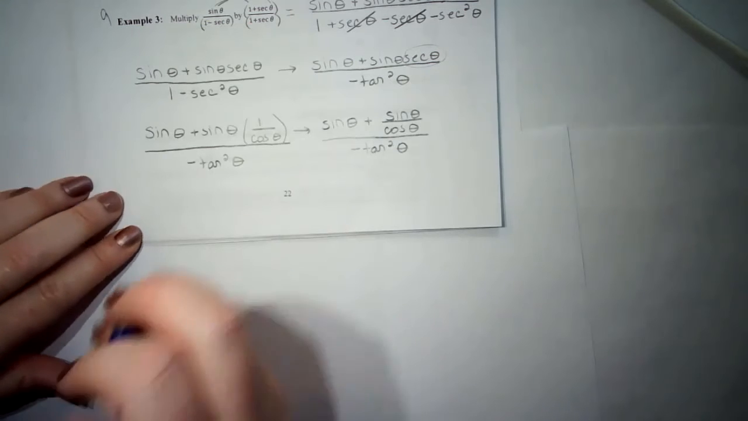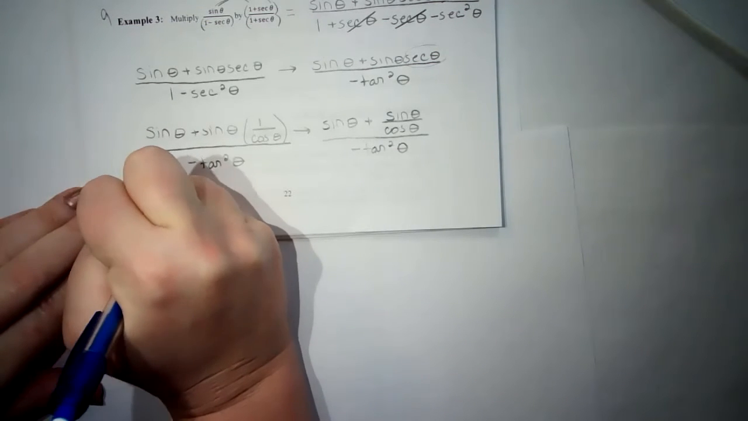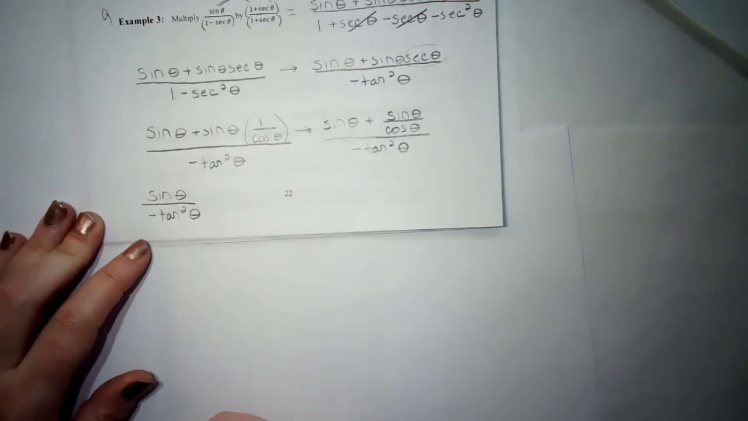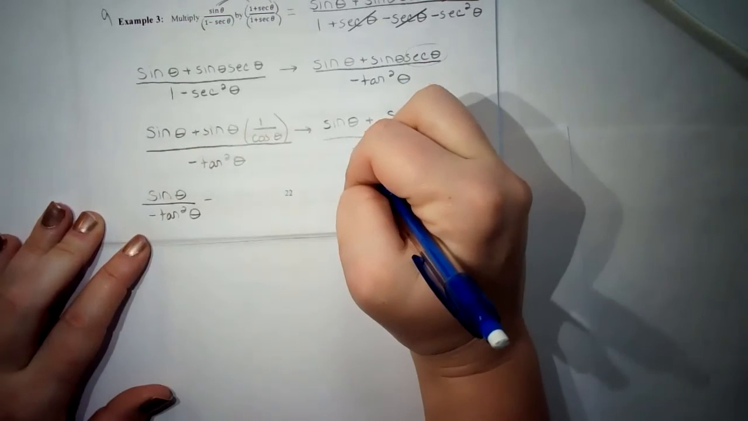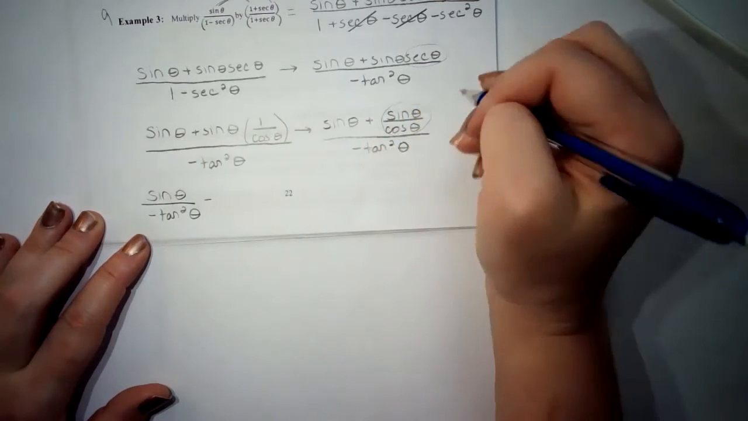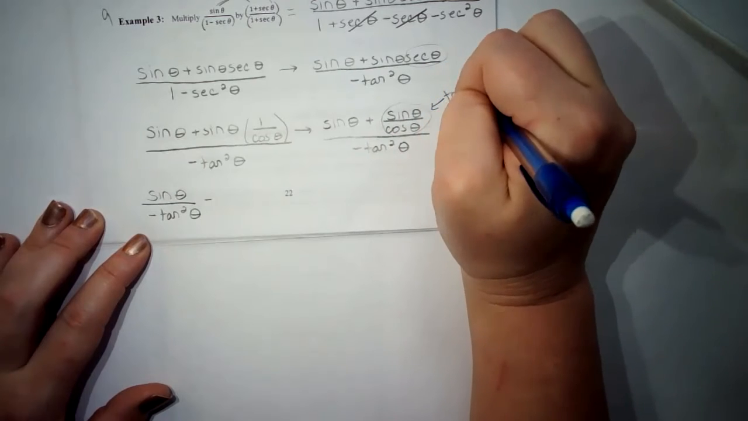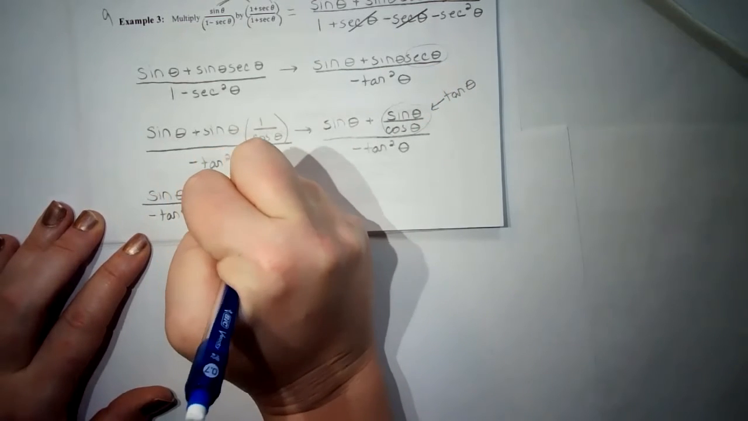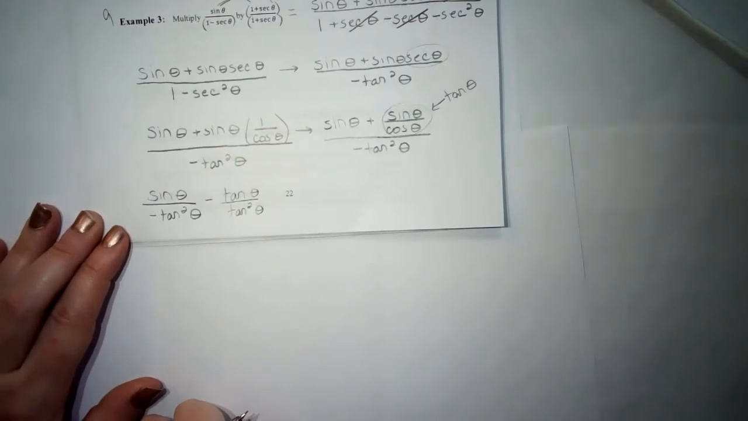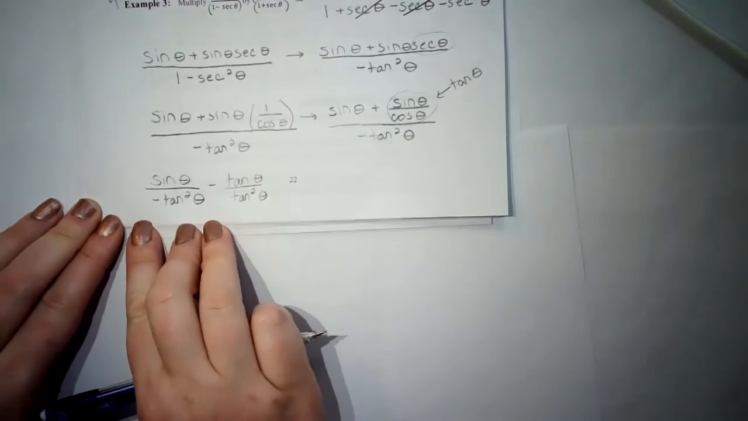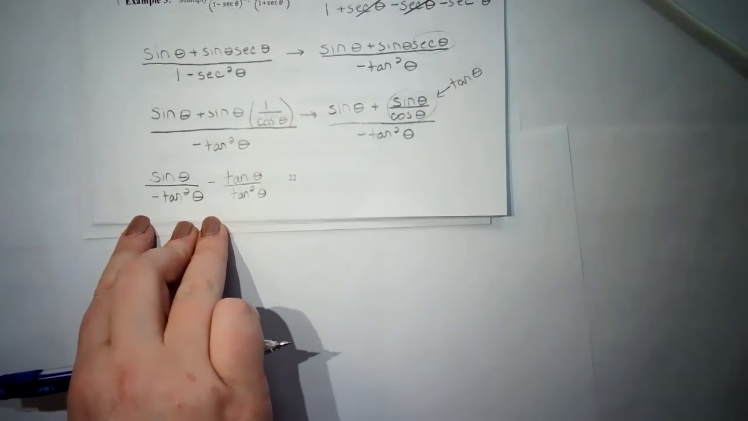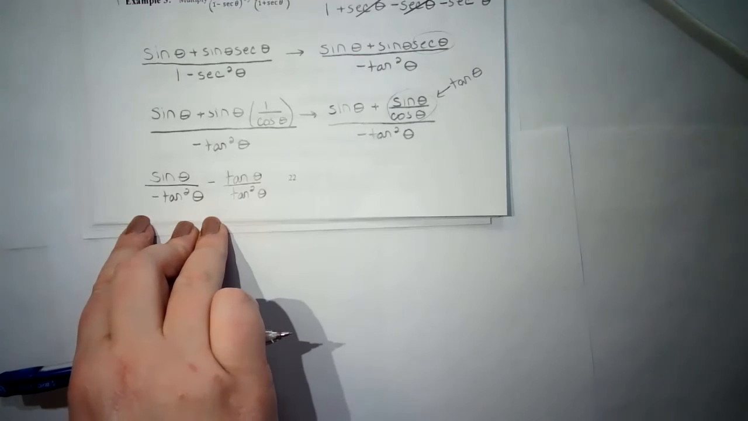the terms. So I'm going to have sine theta over negative tan squared theta, okay, minus, where did I get the minus from? The bottom, right? Okay, I'm going to go ahead and change this guy into tan theta. Tan theta over tan squared theta. Okay. All right, this one's pretty wild here, so hang in there. I really need another piece of paper.